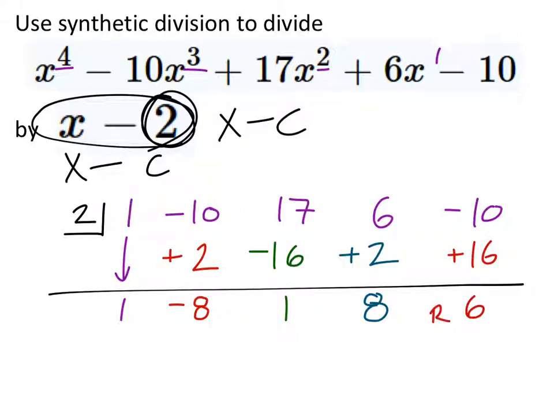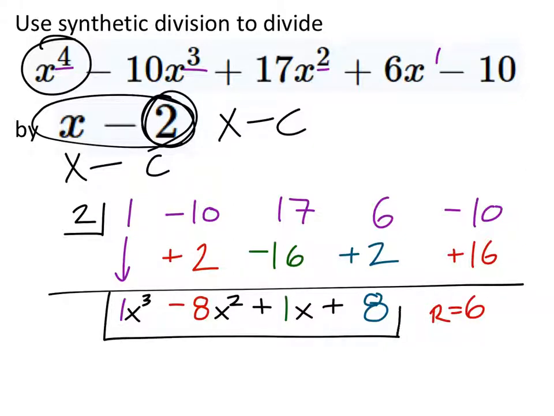That last number, of course, is our remainder right there. But what's the rest of this? Well, our highest degree was 4, so we're going to drop the answer by 1 degree: x cubed minus 8x squared plus 1x plus 8 with a remainder of 6. So this is our quotient here. This is our remainder.